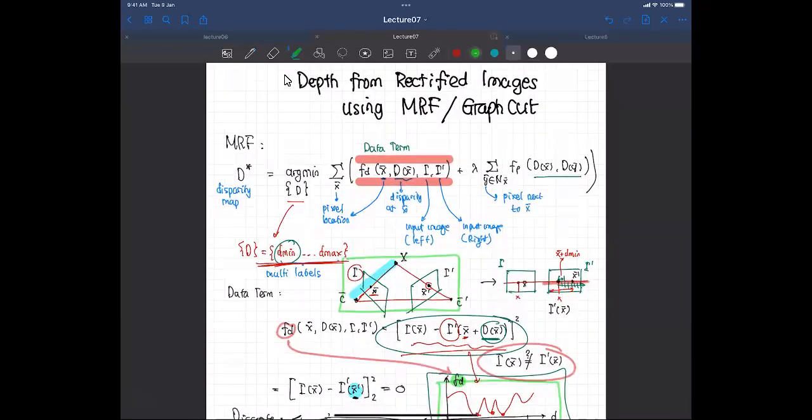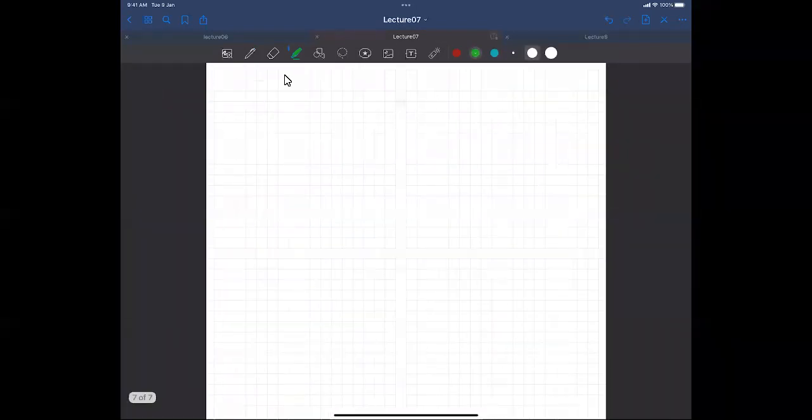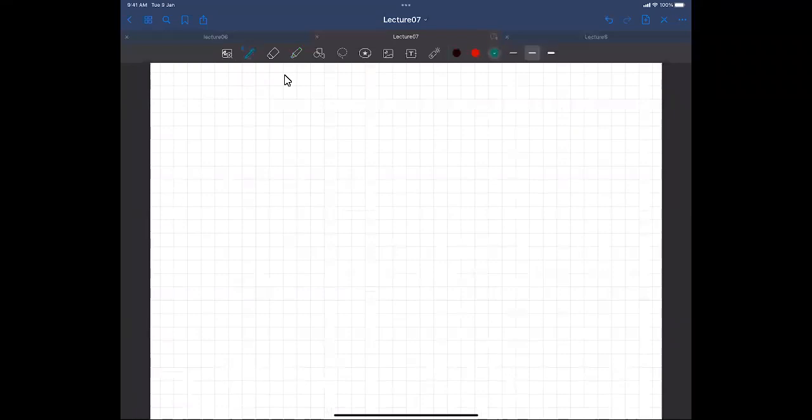Now, how can we define the second term here? The second term is FP. How can we define FP? FP is much simpler. FP is a function of dx and dy. What is the intuition here? What happens if the two pixels, x and y, are next to each other? What happens with the depth in this prior?